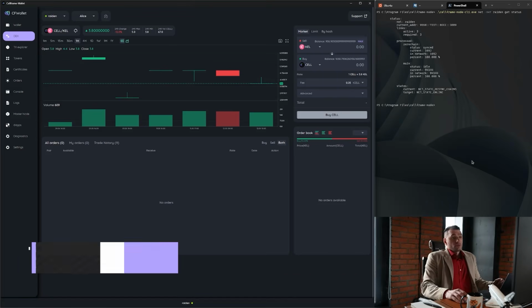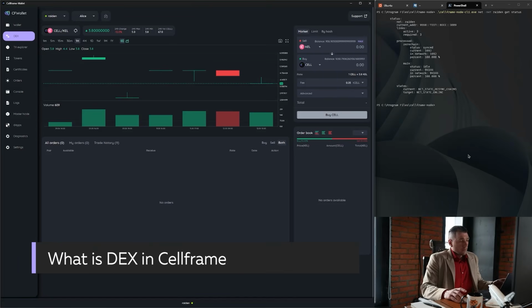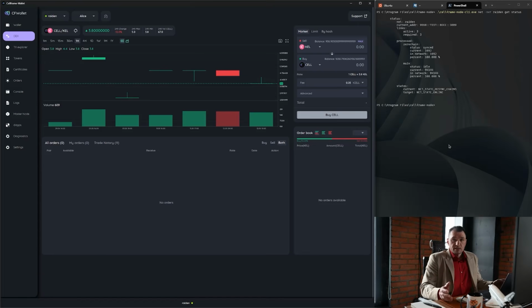So let's not drag this out and get straight to the point. The main thing to know about this DEX: the DEX is a typical decentralized service in Cellframe ecosystem that is built fully on-chain. That means every order and every operation with an order is not just a row in a local database or an entry somewhere inside an exchange backend. It is always represented by its own transaction on the network.